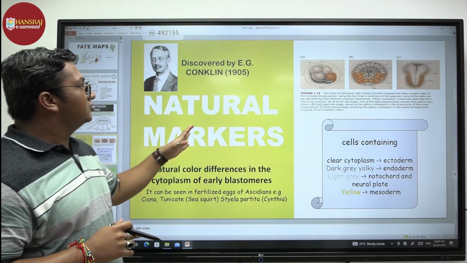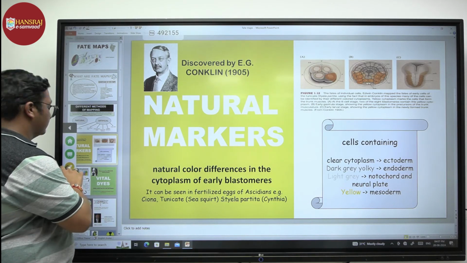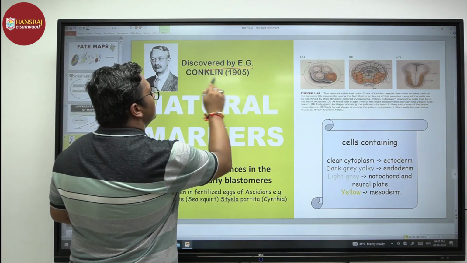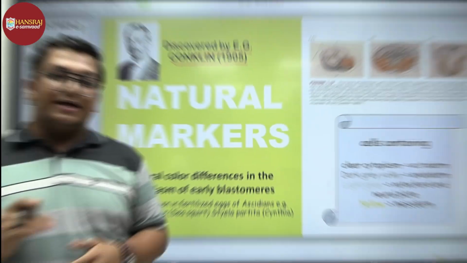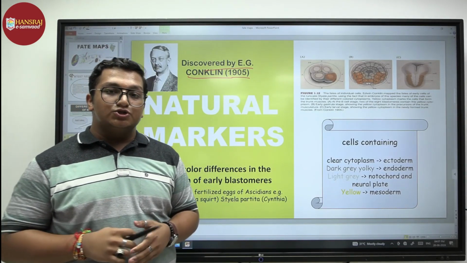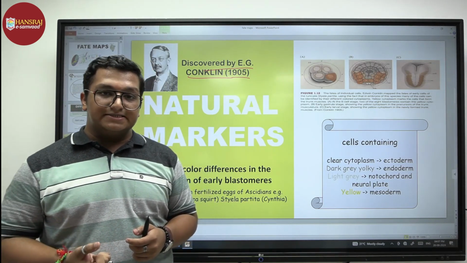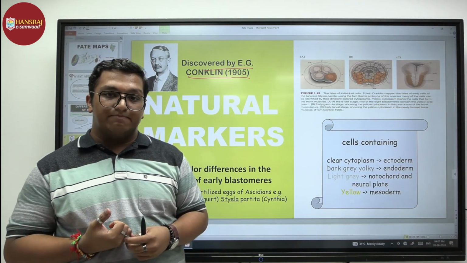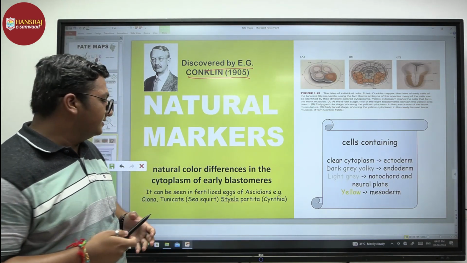First one is natural markers. It was discovered by E.G. Conklin in 1905. So what does natural markers mean? That is something which is happening naturally. We haven't made it. So in an organism, some particular pigments are present at later stages of development, which help us to map the particular cell fate in it.